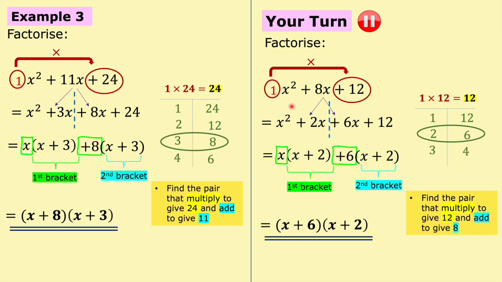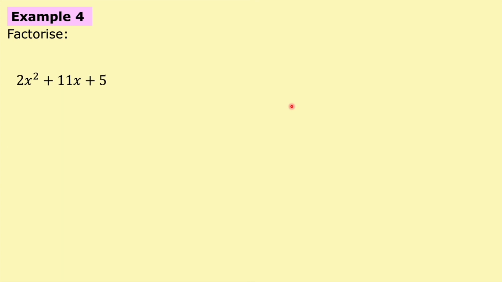Okay, we're going to move on to our last example. But this time we have a coefficient of x squared, so the number in front of our x squared, which is greater than 1. And we're just going to see how this works. But again, we're always just following the exact same steps. So we're going to multiply 2 by 5. So multiply them together to give us 10.